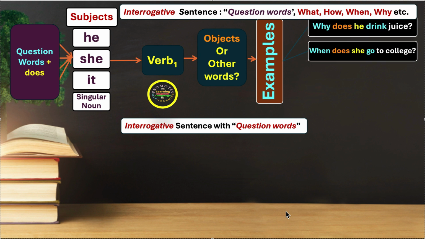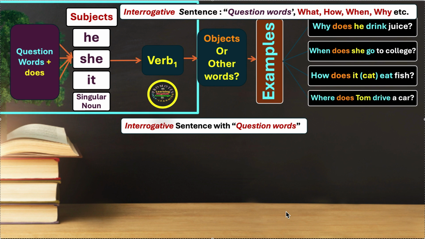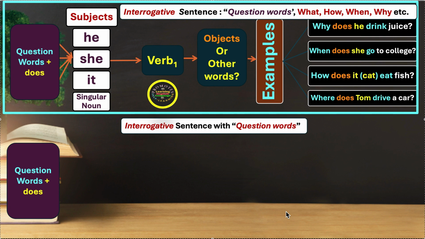When does she go to college? How does the cat eat fish? Where does Tom drive a car? And we put this rule in the box. We have another set of rules with another set of subjects. In the same manner, question words come first, then we add does.